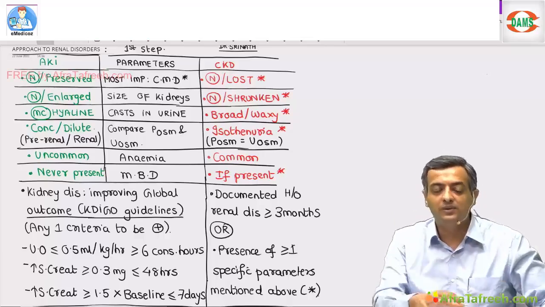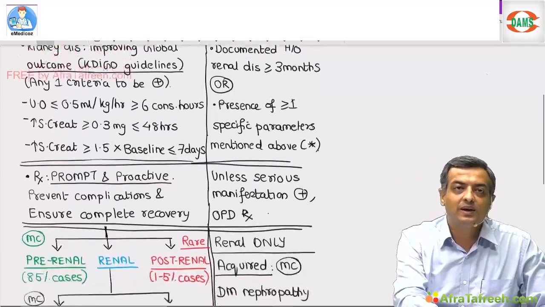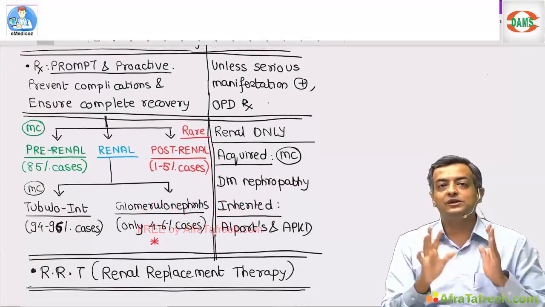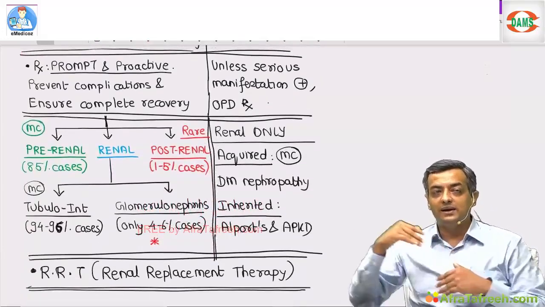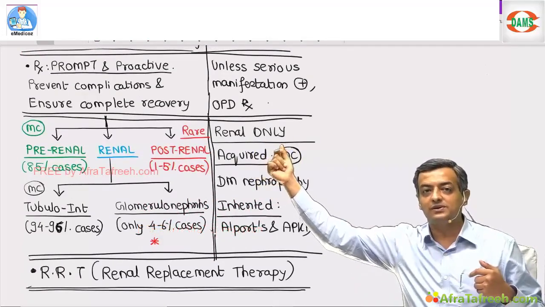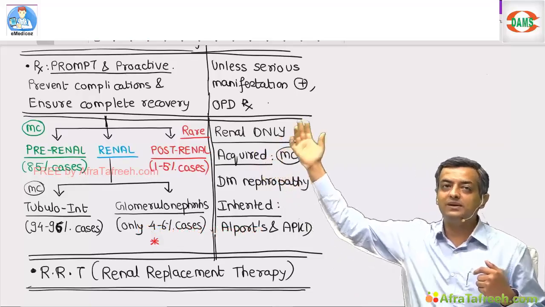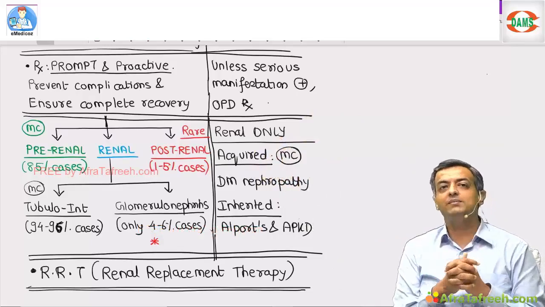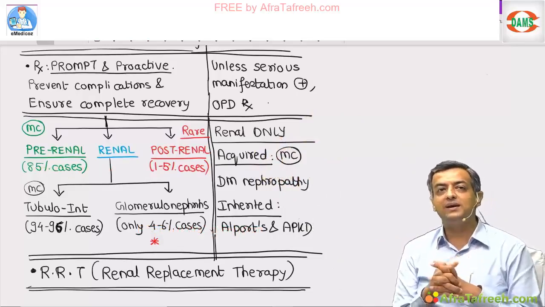And as I told you, why is this important? Because the treatment and further evaluation is different. In an acute disease, you want to admit the patient, search for the cause and treat rapidly. In chronic kidney disease, unless there is a serious problem, you can manage them in the outpatient department.